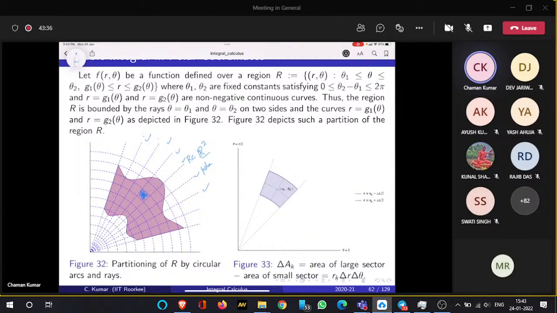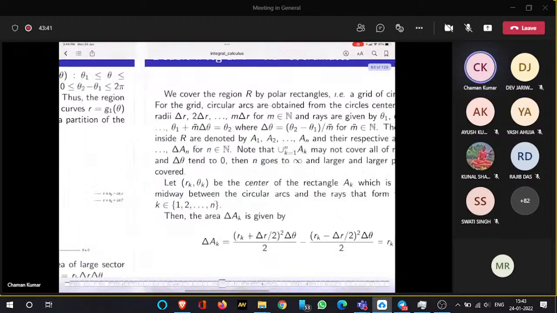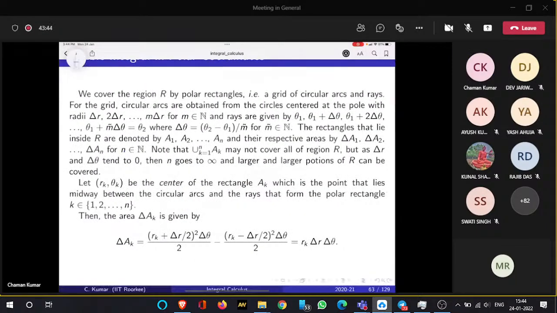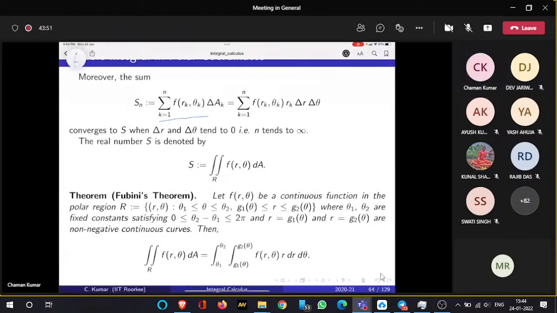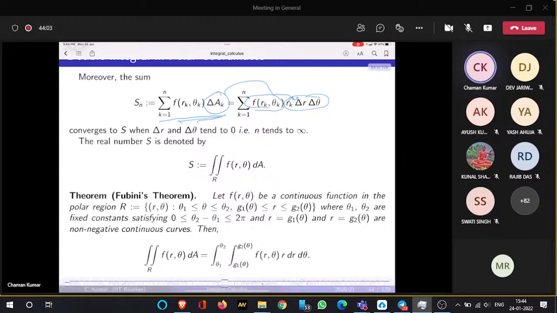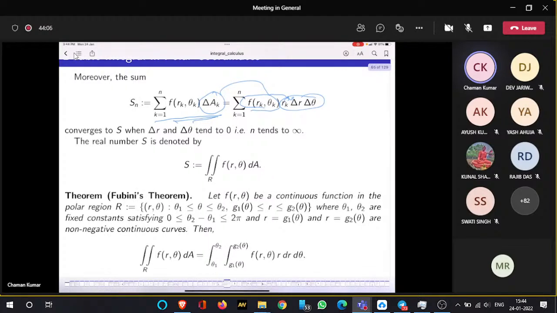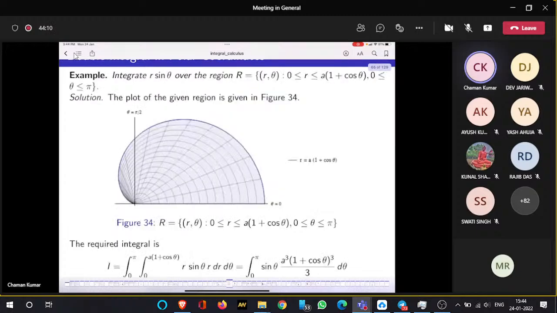So the polar rectangle is denoted by this. You find the area of this polar rectangle. This area will come out to be this. These are already explained on the slides. And then you construct the Riemann sum. Right? So here this delta A_k will be replaced by this new area. That's the only change, and obviously x and y will be replaced by r and theta. So that gives you the double integral in polar form.